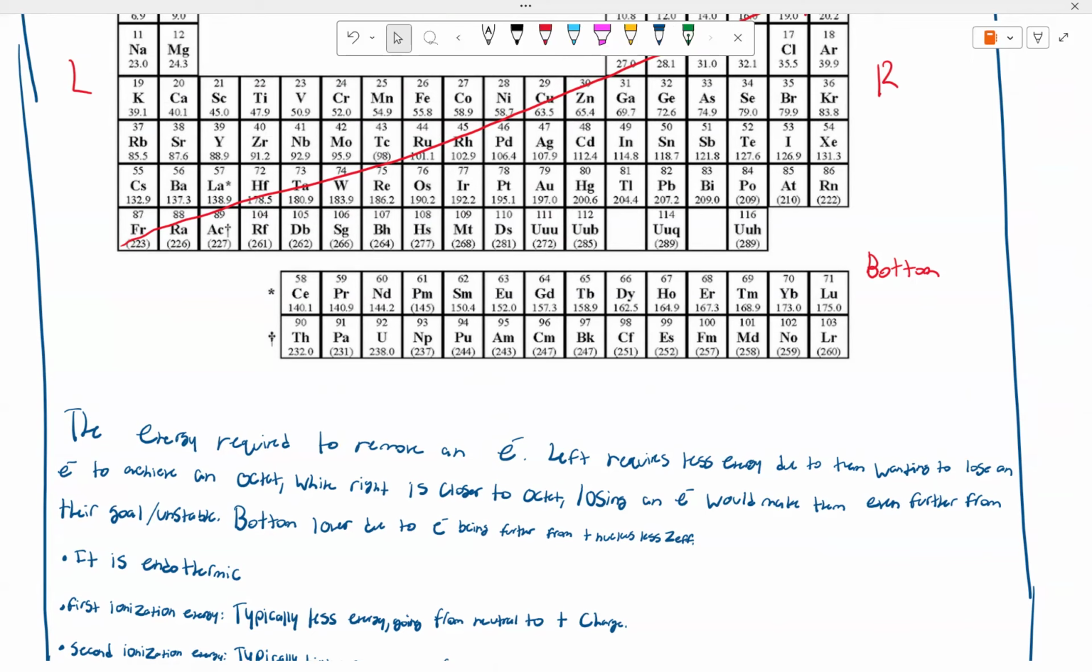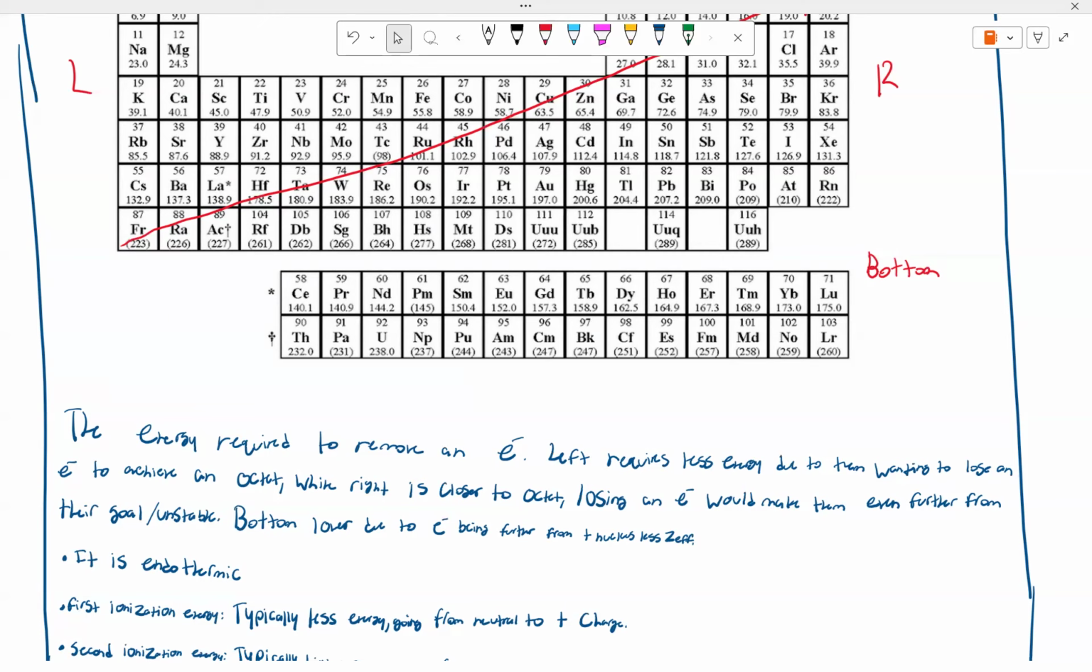Kind of. So the left side requires less energy because they want to lose an electron to achieve an octet. Whereas the right side is closer to the octet, so losing an electron would make them even further from their goal, or unstable. And it is lower moving down from top to bottom due to the electrons being further from the positively charged nucleus, so there's less attraction.